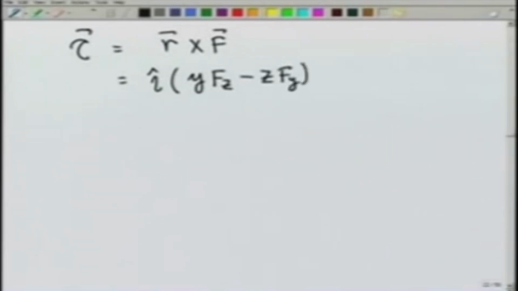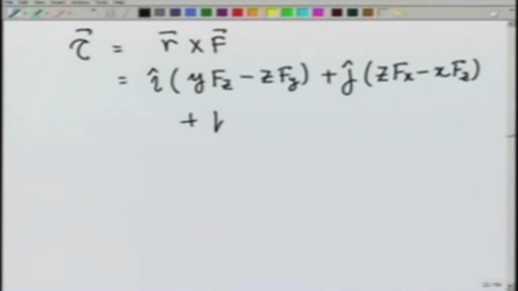So, if I am calculating the moment tau, which is r cross F (I am dropping O now, it is understood that it depends on the origin), its component in the x direction is going to be y f_z minus z f_y, plus the component in the y direction, z f_x minus x f_z, plus the component in the z direction, x f_y minus y f_x.